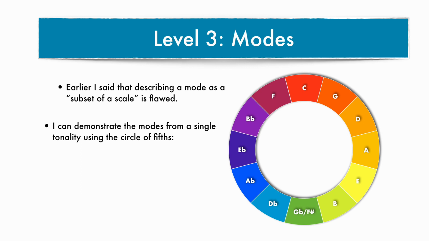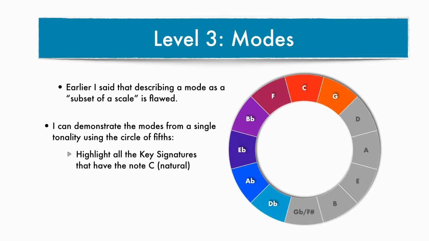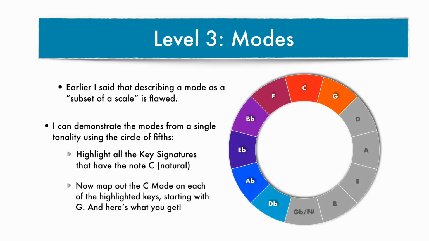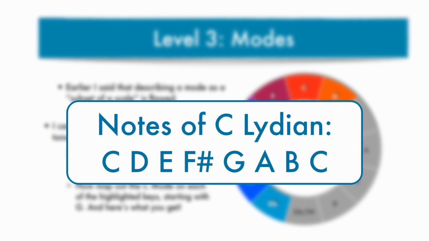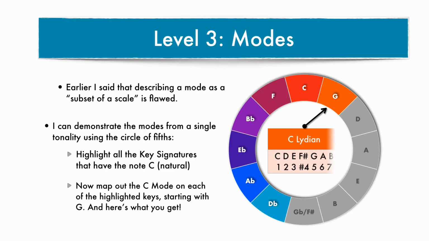Step 1. Taking the letters around the circle of fifths to mean key signatures, highlight all of the key signatures that have the note C natural. Now we're going to map each of the C modes around the circle of fifths, starting on G. In G major, you've got the notes G, A, B, C, D, E, F sharp and G. If we take that same scale and we start on C, what we have is C Lydian, or the fourth mode of G major.